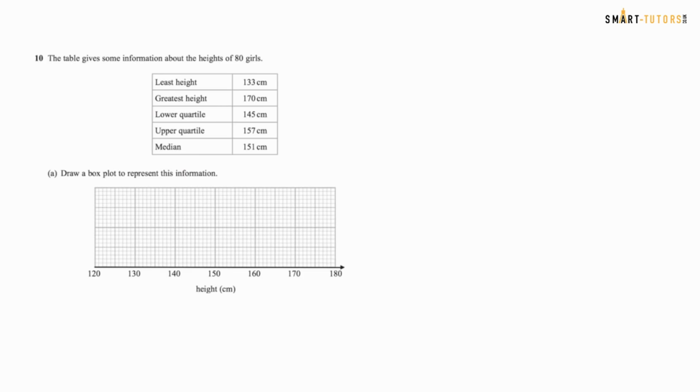The least height is 133, so you need to draw a vertical line at 133. The greatest height is 170, this one, and lower quartile is 145, and upper quartile 157. And the median is 151. So to complete the box plot, you connect these lines together.